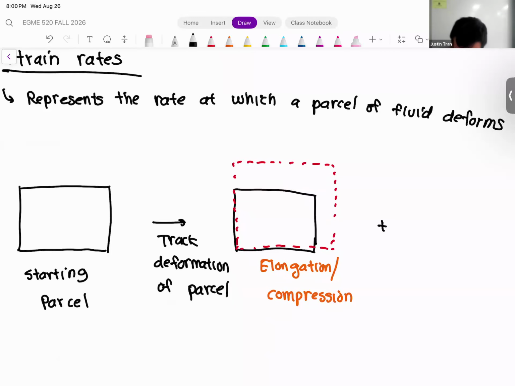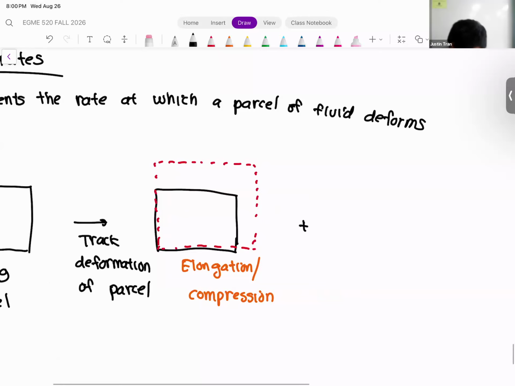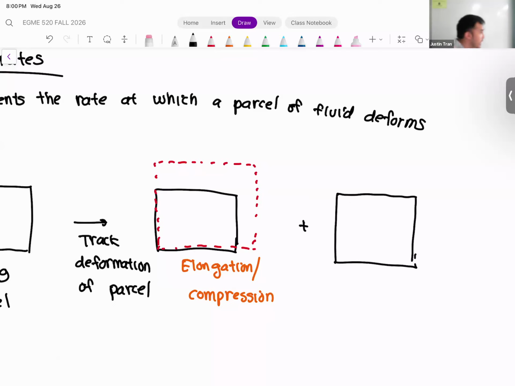Another form of deformation. So again, let's draw the original parcel here. Another mode of deformation is that the shape of the parcel itself may warp. Now the size, the amount of area or the volume of the parcel may stay the same. It's just that the shape of the parcel itself may change. So in other words, it may look something like this.